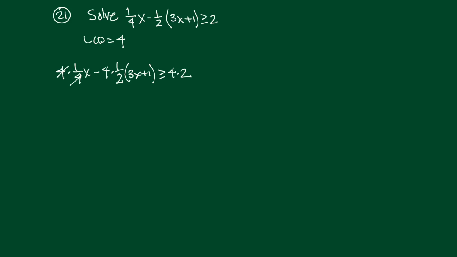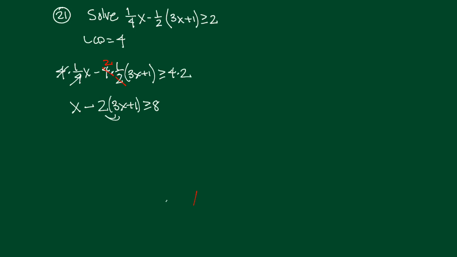All right, so what's going to happen now? These 4's are going to cancel. We're going to get 1x, which is just x, minus, what happens here? 2 will go into 4, right? 2 will go into 4 twice. So now we have 2 times 1 times 3x plus 1. So it's just going to be minus 2 times 3x plus 1, greater than or equal to 8.